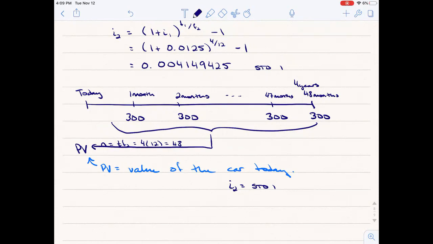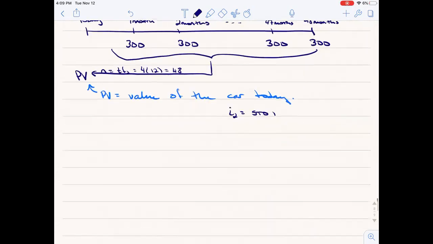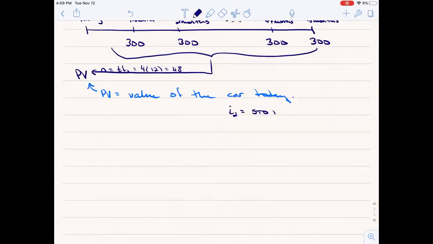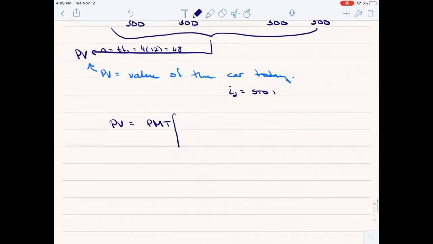Okay. So now we have to find the present value. We can go ahead and use the present value formula, right? As long as we use, in place of I, we have to use I2. Right? So we've got the present value is the PMT times 1 minus 1 plus I to the negative N all over I.